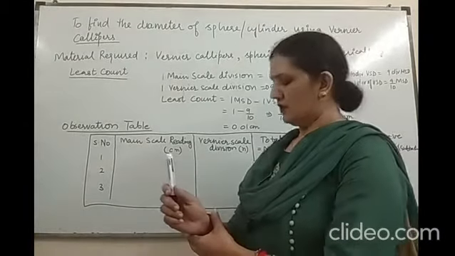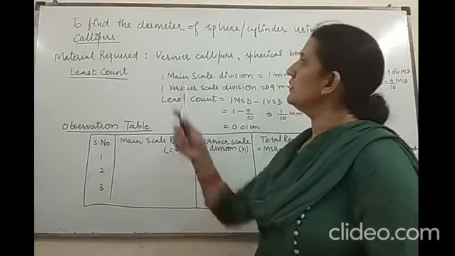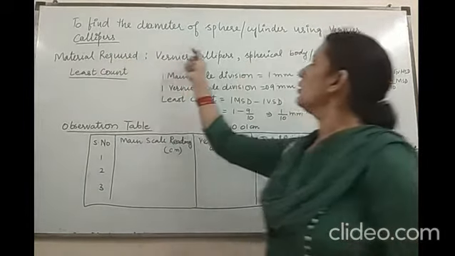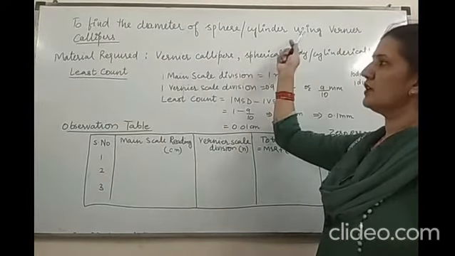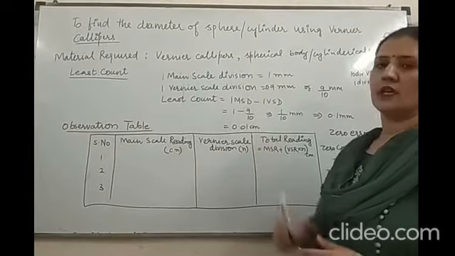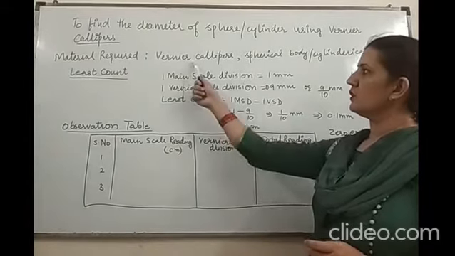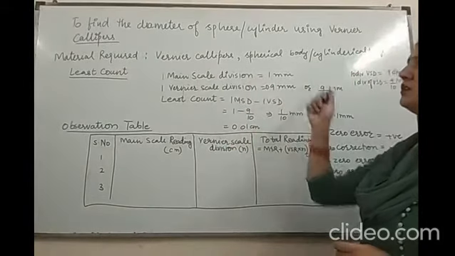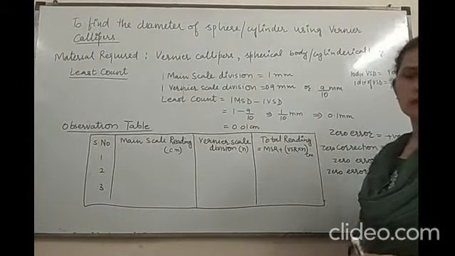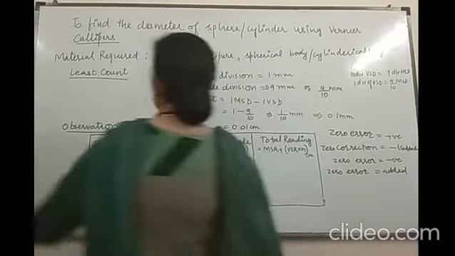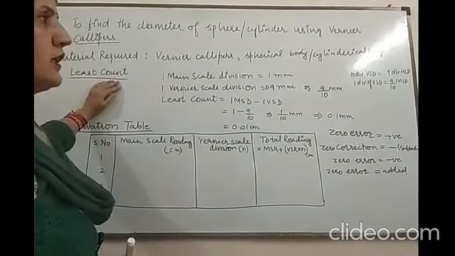Now what is the aim of our experiment? To find the diameter of a spherical or cylindrical body using vernier calipers. What is the material required? The vernier caliper and the object whose diameter is to be measured. So first of all, we need to find the least count of the vernier caliper.